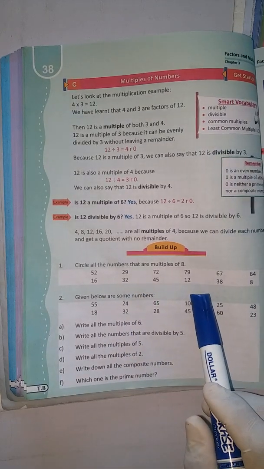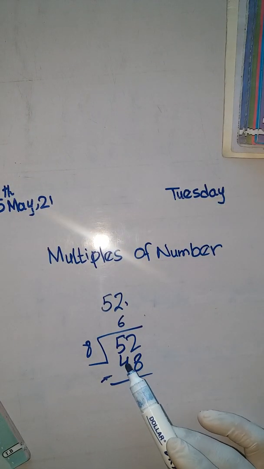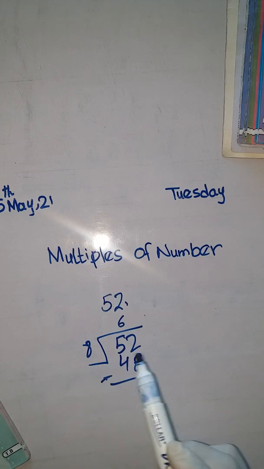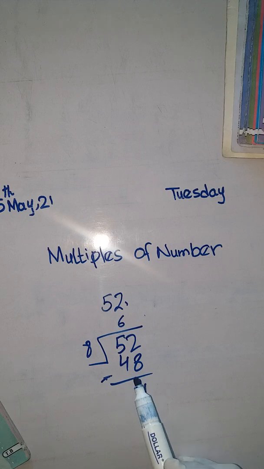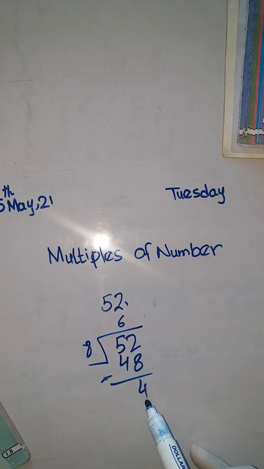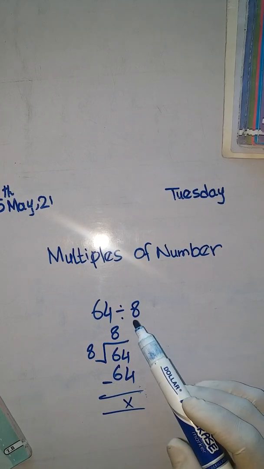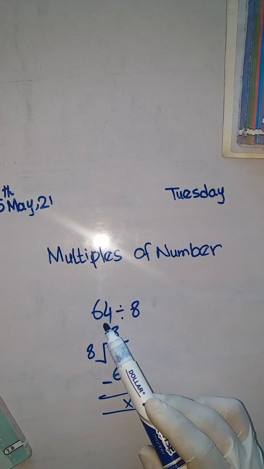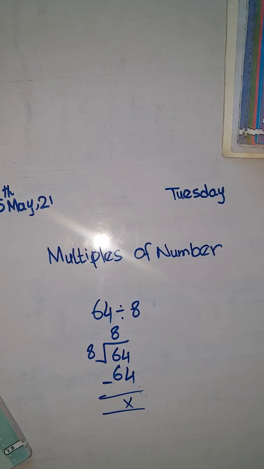So 52, we will divide 52 first. You can see I check the divisibility of 52 by 8. We will divide 52 by 8 to check whether it is exactly divisible by 8 or not. No, 52 is not divisible by 8, so 52 is not a multiple of 8. Now I have taken another number, 64. We will divide 64 by 8. In your book another number is given, 64.